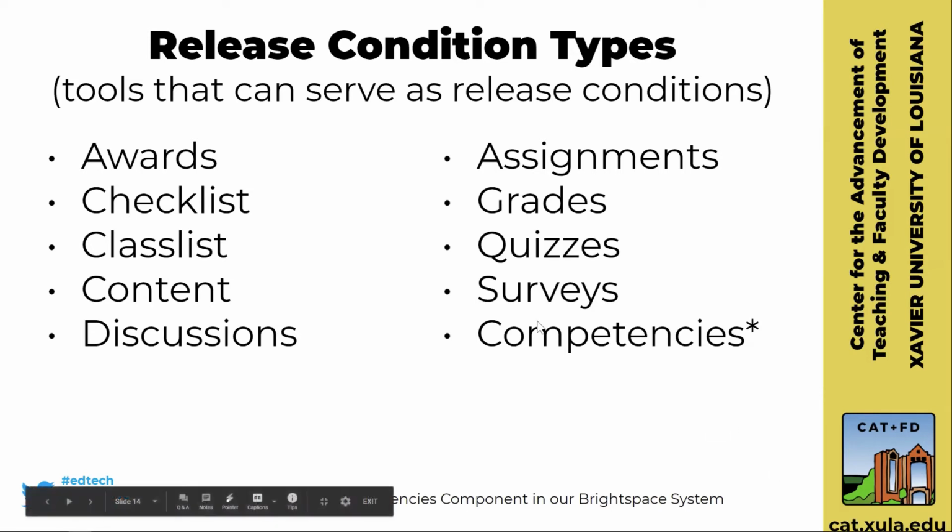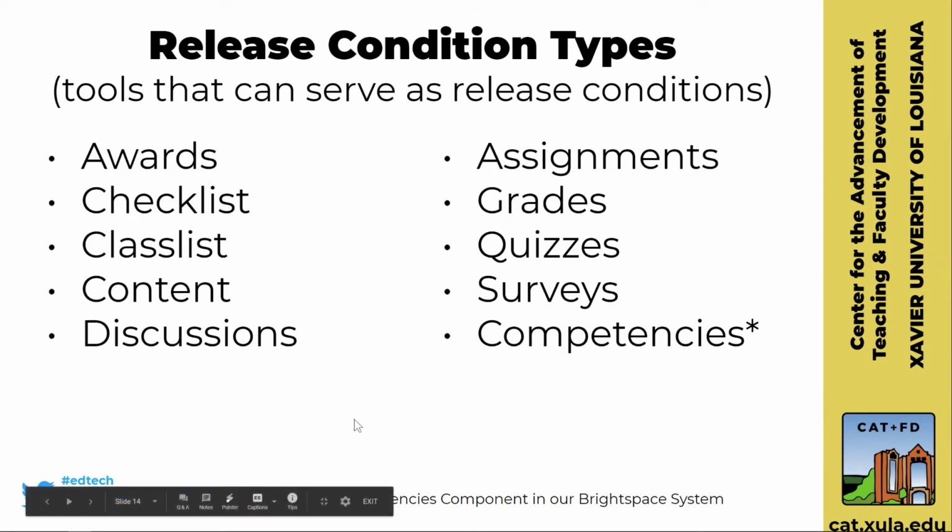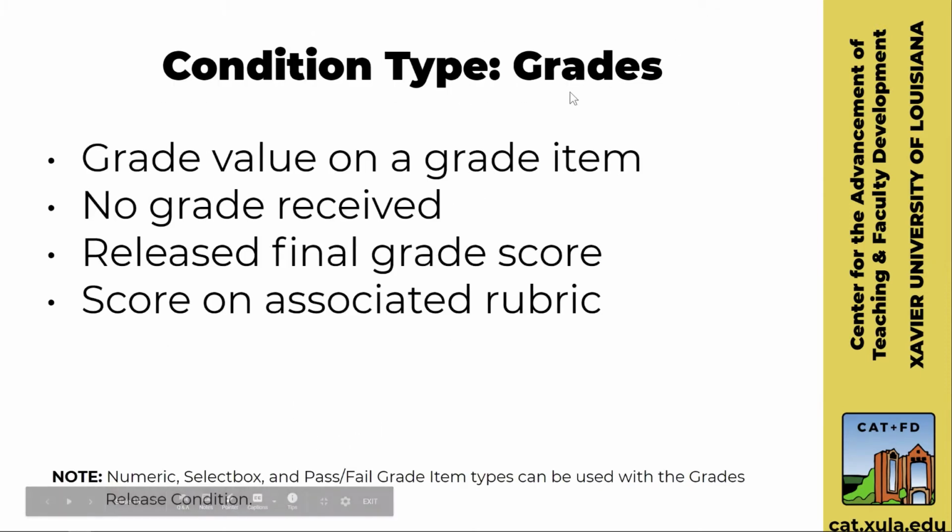And as a matter of fact, I have a slide here that will go through exactly how that works in terms of content, as soon as I tell you about grades. So for the condition type of grades, you can set the criteria that they get a certain grade value on a grade item. You saw Elizabeth saying you had to have a score of greater than or equal to 60%.